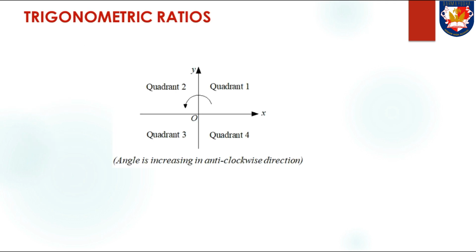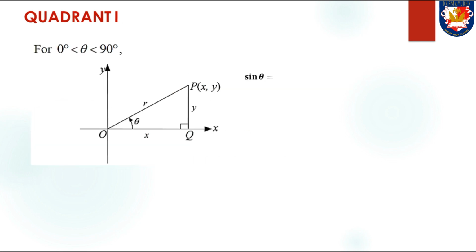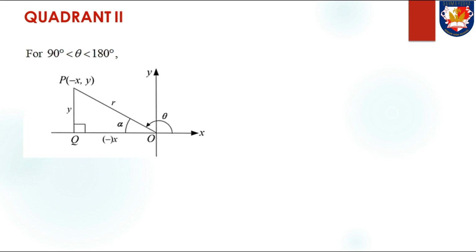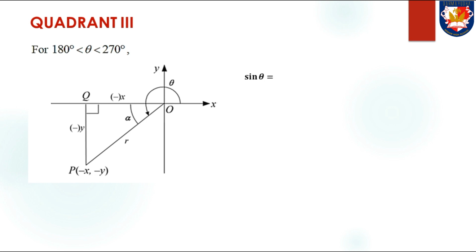For trigonometric ratios, the Cartesian diagram is divided into 4 quadrants. In the first quadrant, sine theta is defined as y over r, cosine theta equals x over r, and tangent theta equals y over x. For the second quadrant, sine theta equals y over r, cosine theta equals negative x over r, and tangent theta equals negative y over x. For the third quadrant, sine theta equals negative y over r, cosine theta equals negative x over r, and tangent theta equals y over x.